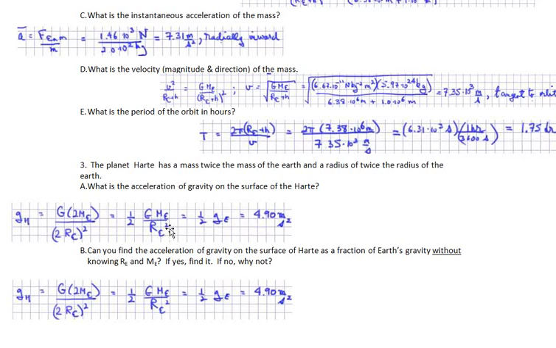And this also shows that you don't really need to know R sub E and M sub E to get this part of the answer, because you can recognize this as being the gravitational acceleration of the Earth, and therefore it's just 1/2 g sub E. Okay, so let's go to the back page here.